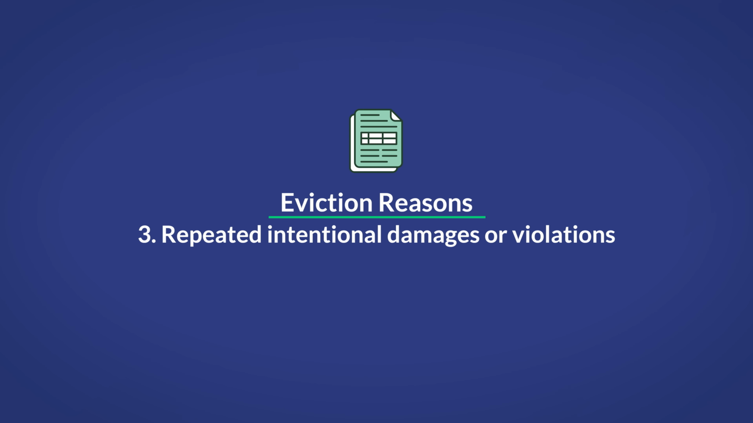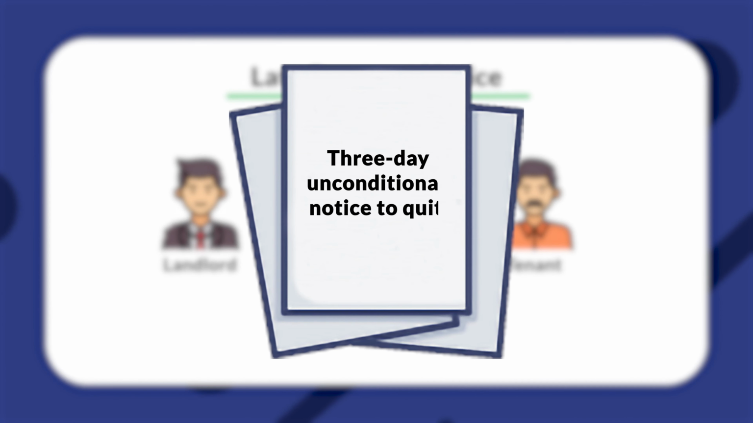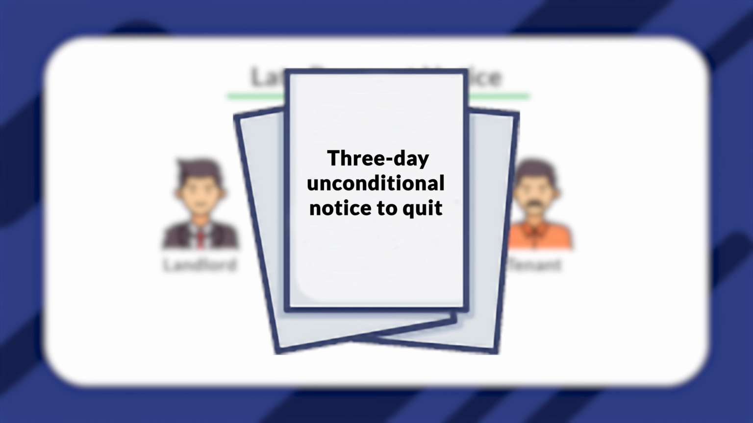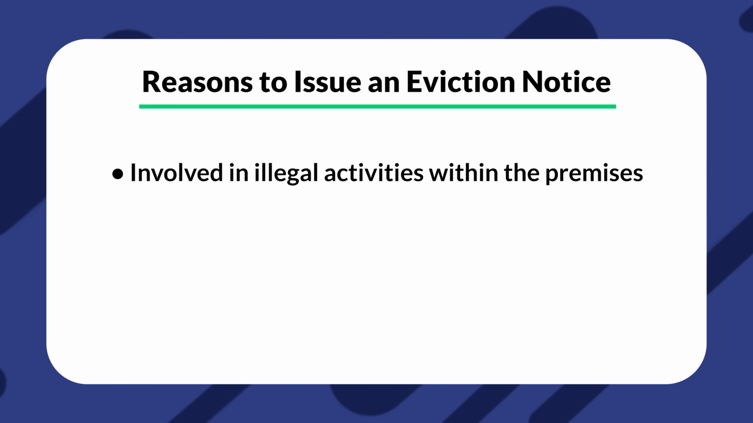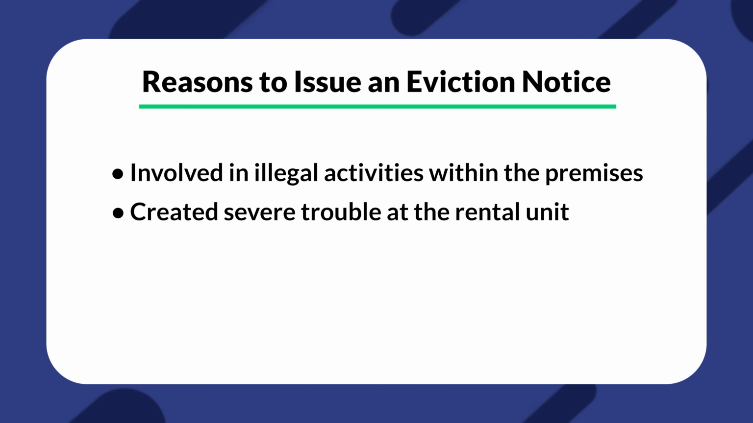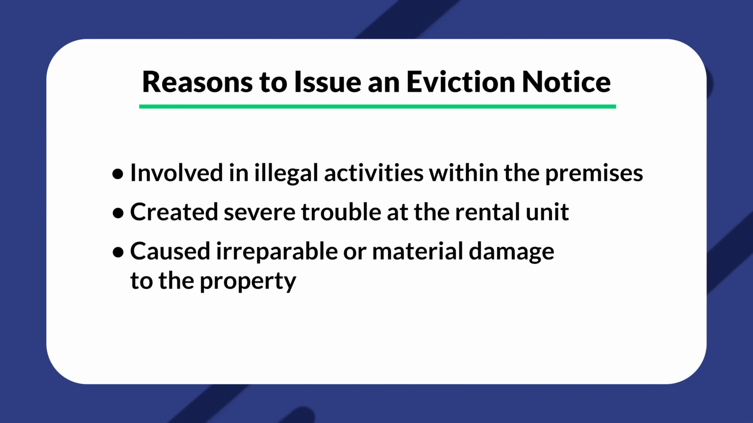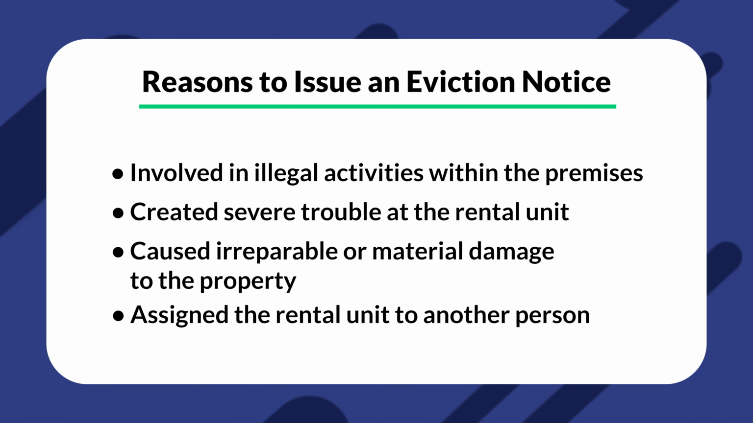If the tenant commits serious repeat violations, the landlord could issue a 3-day unconditional notice to quit, in which case they'll need to move out 3 days after receiving the notice. In these cases, tenants are not given time to resolve the issue. The landlord can file for an eviction lawsuit if they remain on the property after the 3 days. A few reasons to issue a notice to quit to tenants include but are not limited to being involved in illegal activities within the premises, creating severe trouble at the rental unit, irreparable or material damage to the property, or assigning the rental unit to another person or sublet within the unit which violates the rental agreement.